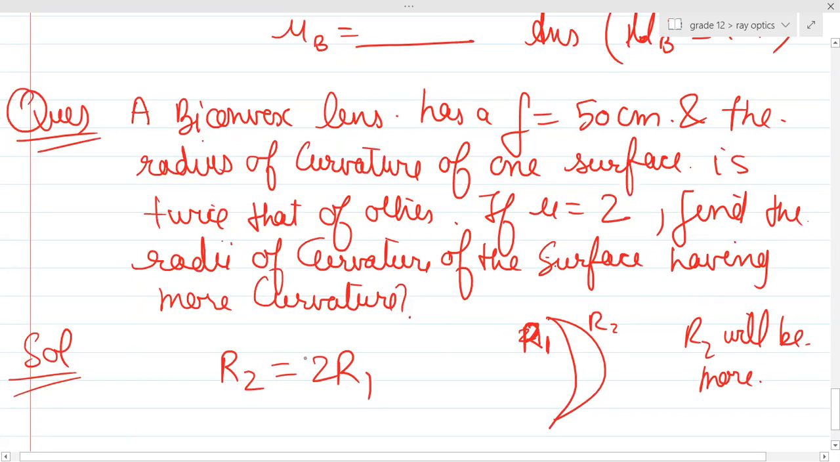Since R2 has more radius. Sorry, we did it the other way around, right? If I say R1 is basically twice of R2, so R2 is smaller? Yes or no? So less radius, more curvature. Is it clear?